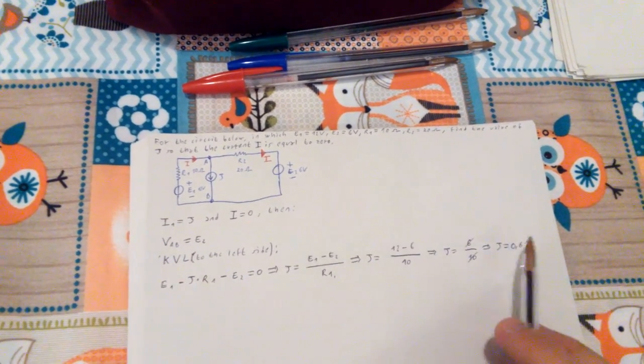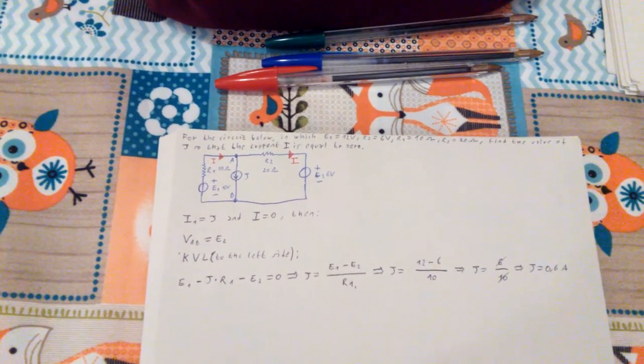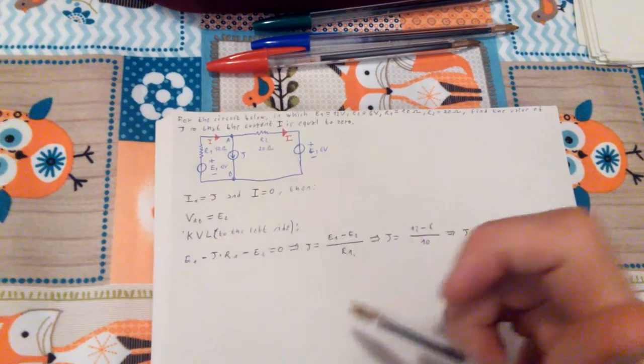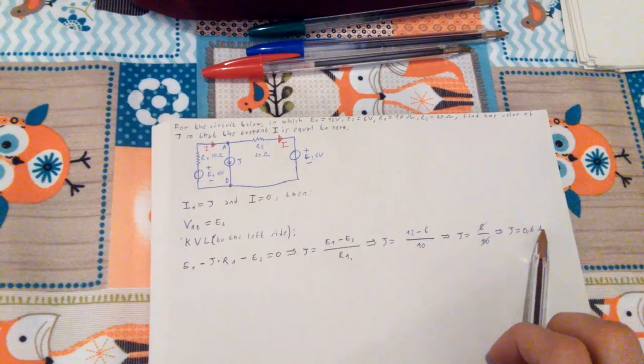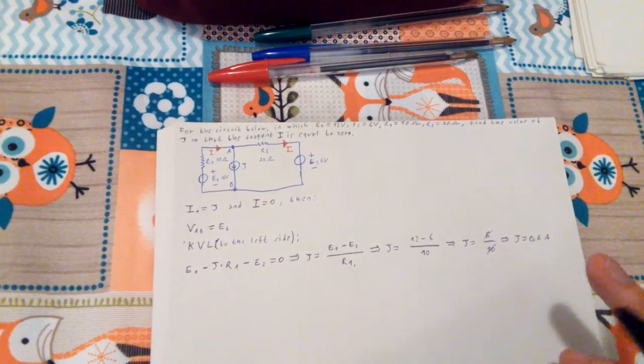But I would use this notation instead, because we are using circuits, so this one is fine anyway. J is just going to be 0.6 ampere. That's basically it. That's pretty much it.